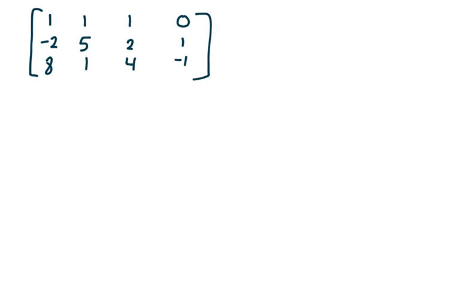Now, I want the first entry in the second row and the first entry in the third row to be a 0. And I want to use row 1 to get me there. Okay? So how do I do that? I'm going to take the first row and multiply it by 2. I'm going to add it to the second row, and I'm going to put the result back into the second row.